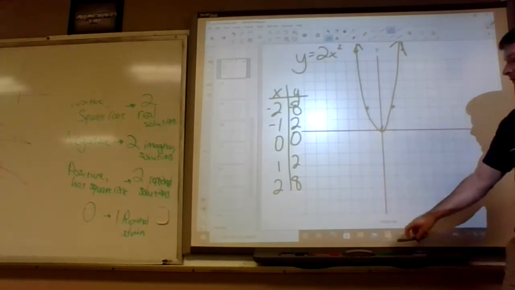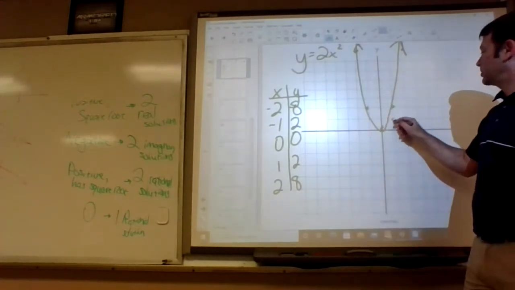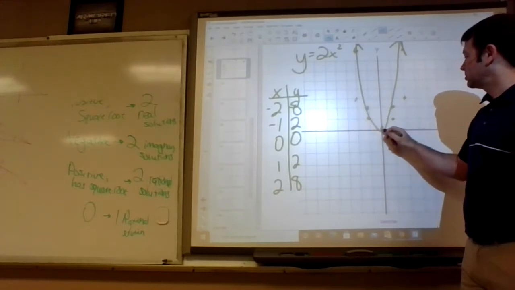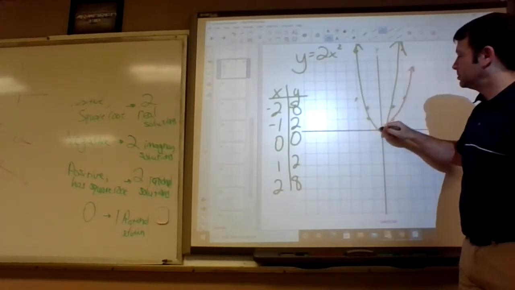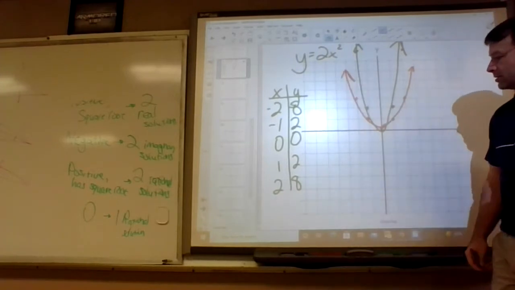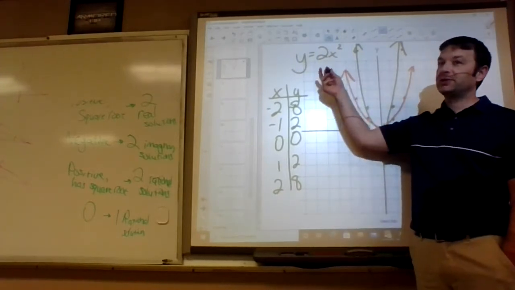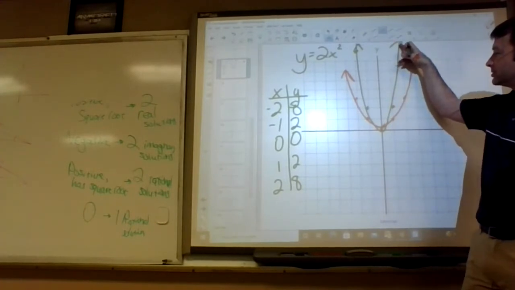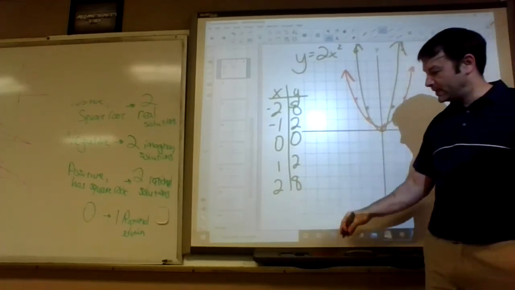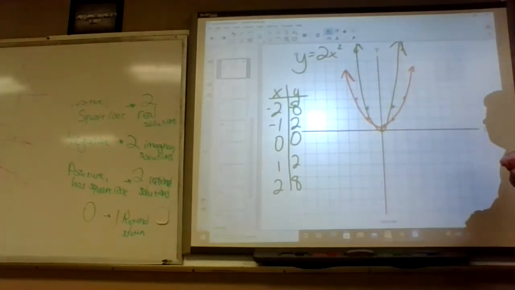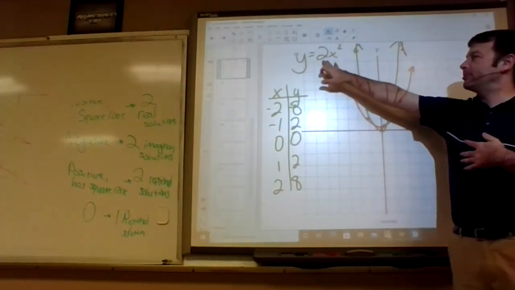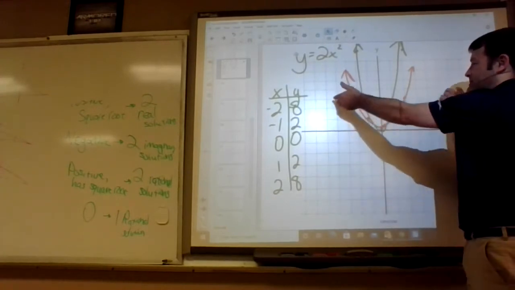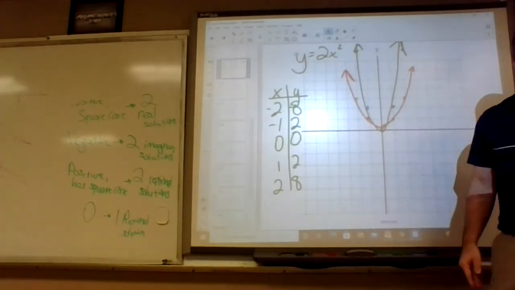So on the other graph, it looked like this. So yeah, it goes up twice as fast. The value that was 4 became an 8. So it just goes up really fast. And if you put a small number out here, like times a half, it would go up half as fast. So it would just be flatter. Like that.